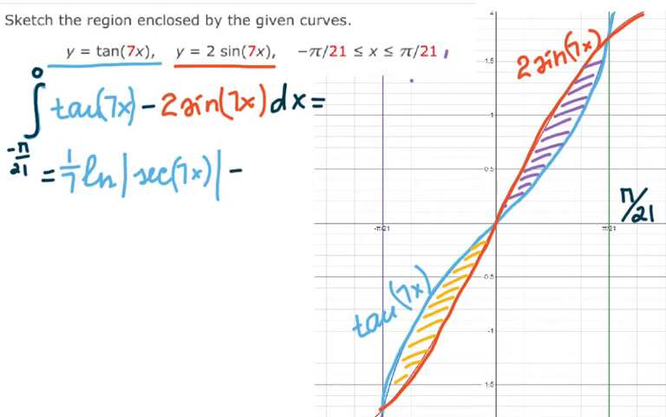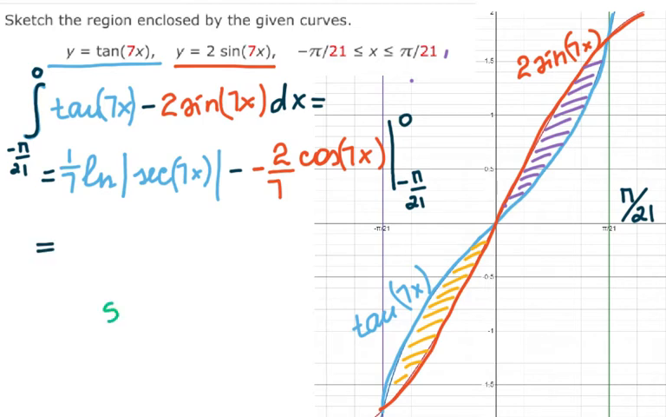Then minus the integral of the second function is going to be negative, and I will have 2 over 7, and then cosine of 7x. And again, if you take the derivative of this red function, you would have to get 2 sine of 7x, but I'm not going to get it unless I have a 7 underneath. And the integral has to be calculated between the limits of negative pi over 21 and 0.